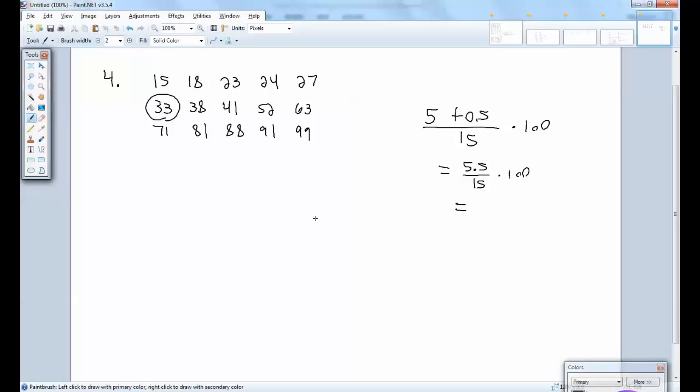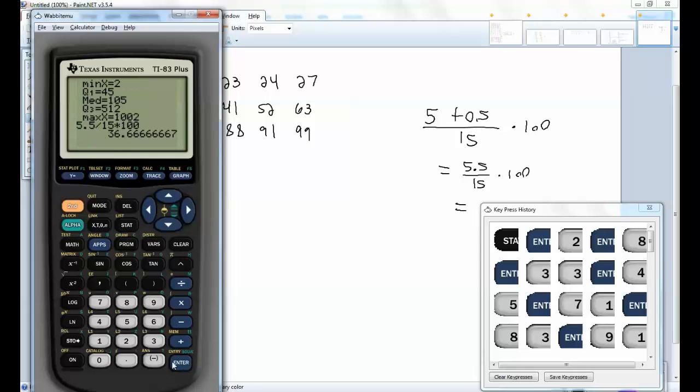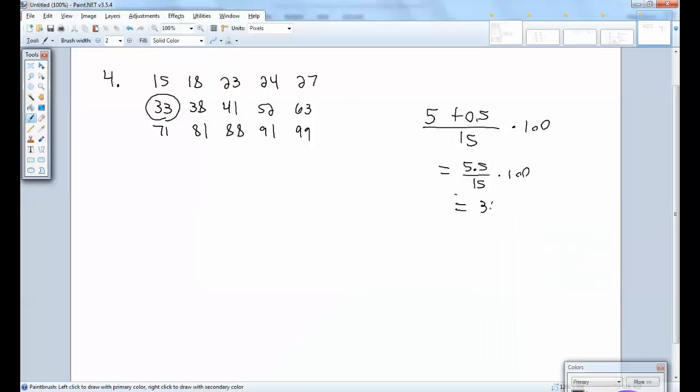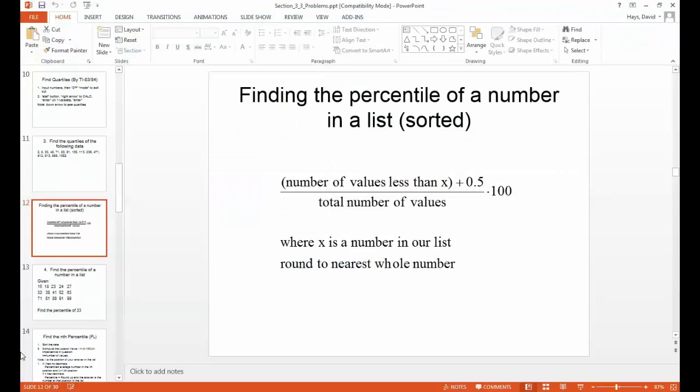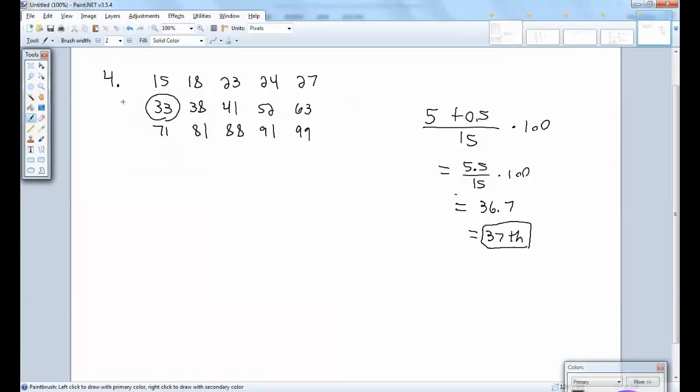Let's see what that is. So I got 5.5 divided by 15 times 100. Enter. And we got 36.7. And you round like normal. So this would be the 37th percentile. When you think about it, 37th, it does look like maybe it's about a little over a third of the way through the data, isn't it?